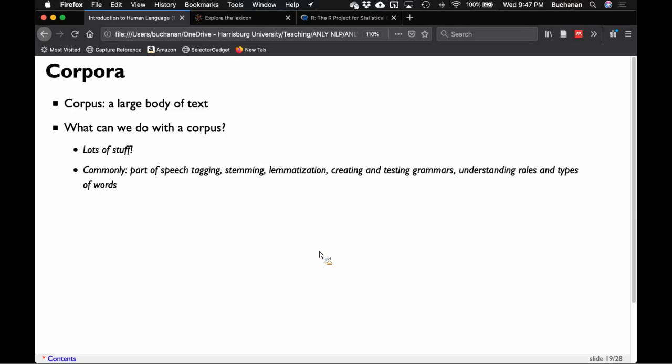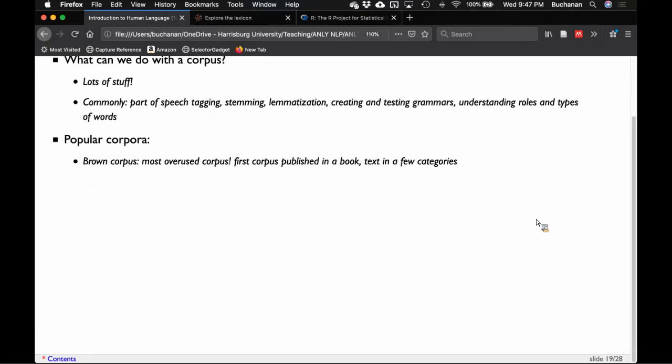So cheesy becomes cheese. Building grammars, understanding types of words. And what we'll use them for is to help build ourselves models that represent English as a language. Like, here's English. So some very popular corpora is the Brown corpus. It's the most overused corpus, in my opinion. It was published in a book in the 1960s, and it has texts in a couple of categories like science fiction and hobbies. It's a very popular corpus for teaching people how to do part of speech tagging, which is what it was used for a long time. It's very handy, but is old at this point.